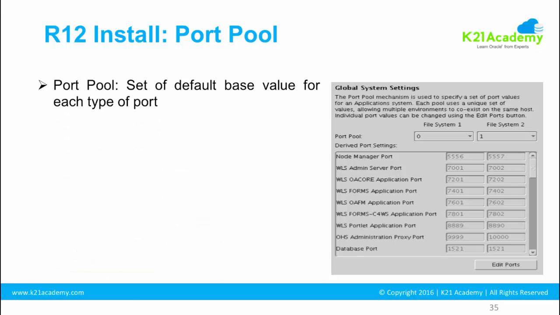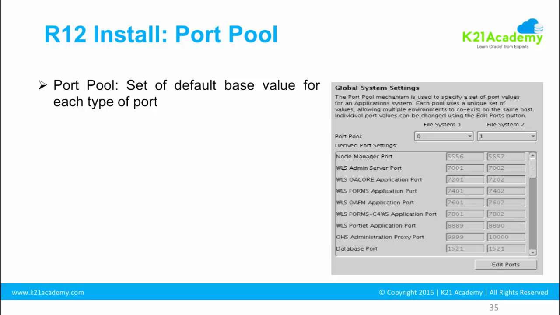So let me explain what exactly a port pool is. Oracle E-Business Suite, when installed, creates a lot of services. For example, the database listener service, OHS administration port, OHS listener port, node manager port, WebLogic admin server port, and all the managed server ports and a lot more. All these services have some default port on which they listen. So what you do is select a port pool which can range from 0 to 99, and if you select 0, you will get the default port numbers.